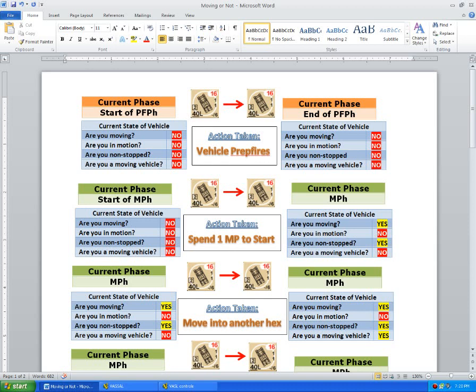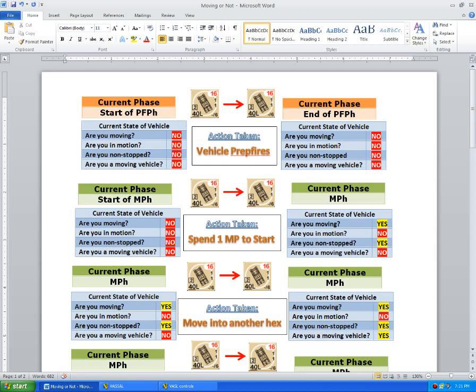Today we're going to talk about the different states your vehicle can be in and some of the terminology used throughout the rule book, and a lot of it is rather confusing. Whether or not you're in motion, are you moving, are you stopped or non-stopped? Are you a moving vehicle? All these things can be rather confusing because motion and moving all kind of refer to the same thing, although in the Advanced Squad Leader system they mean different things.